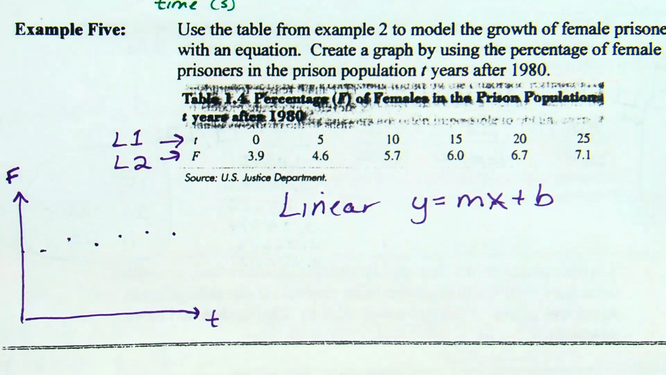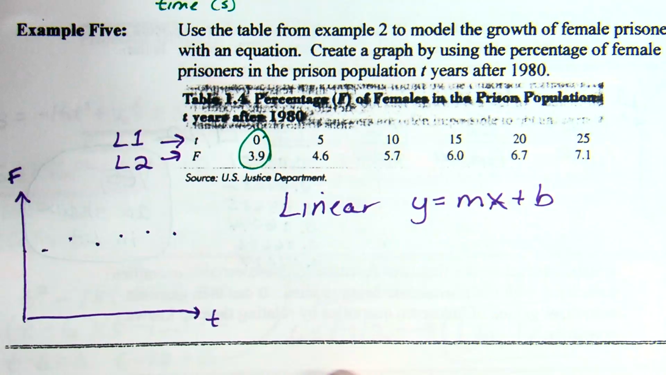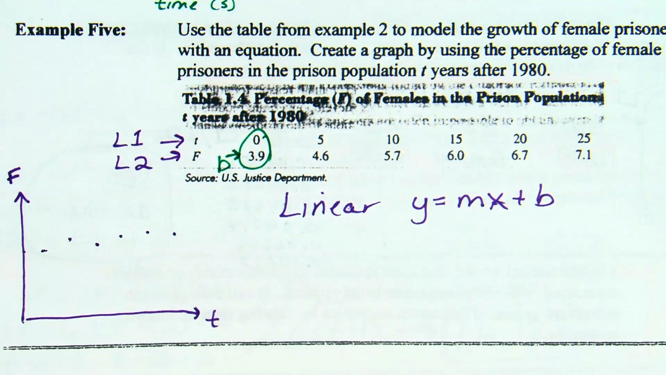Plug in. Huh? Plug in the numbers. Okay, we're going to have to plug in some numbers. B is 3.9. Why is b 3.9? Because when x is 0, then y is 3.9. Remember, b stands for the y-intercept, right? So since b stands for the y-intercept, (0, 3.9) is the y-intercept. Wouldn't it be smart to use that value as our y-intercept? Definitely. So we have b.